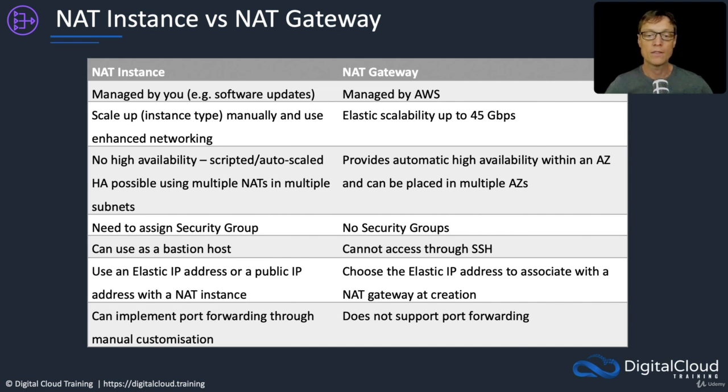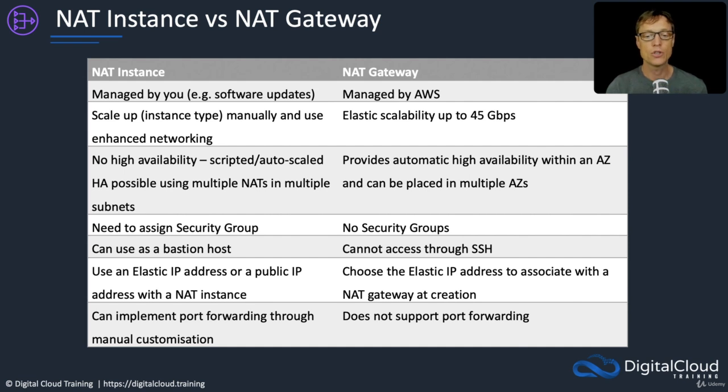It has automatic high availability. It doesn't actually have its own security groups like a NAT instance, and you can't use it as a bastion host. So a bastion host is what we did in the previous hands-on lesson when we launched our EC2 instances, and we SSH'd into the public instance, and then we jumped from there to our private instance, and that's a bastion host or a jump host. And you can't do that with a NAT gateway, so you have to still deploy your own bastion hosts.